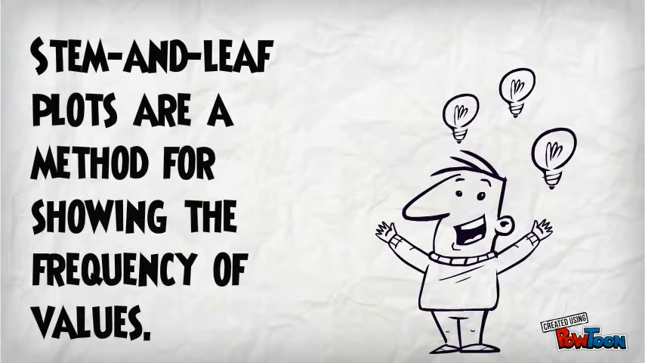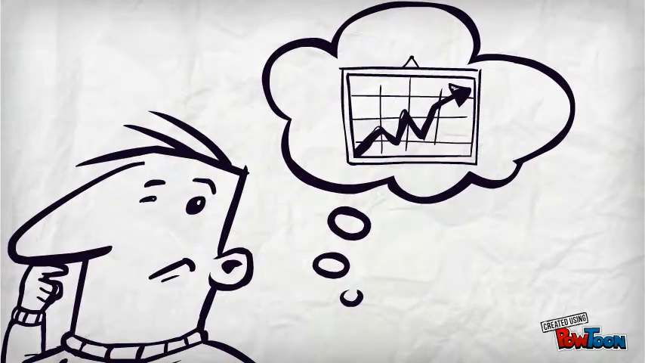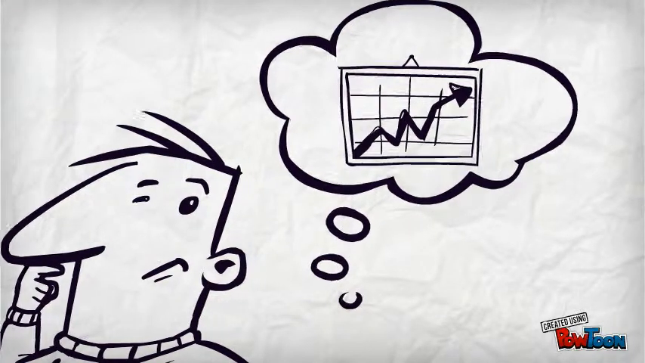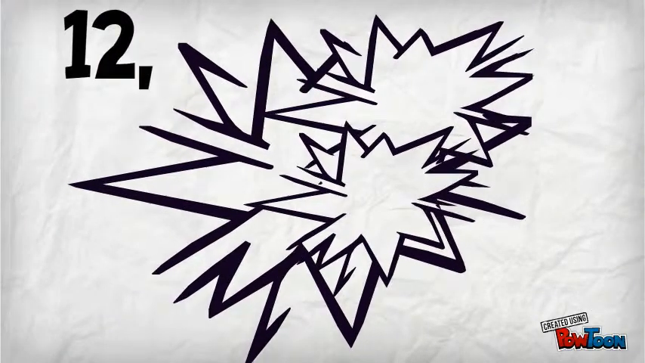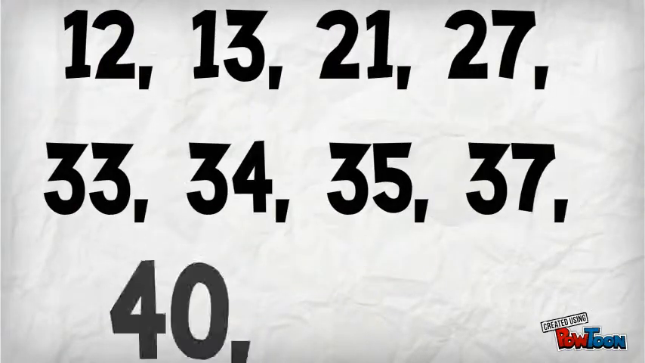Stem and leaf plots are a method for showing the frequency of values. You could make a frequency distribution table or a histogram for the values, or you could use a stem and leaf plot to let the numbers themselves show pretty much the same information. For instance, suppose you have the following list of values.